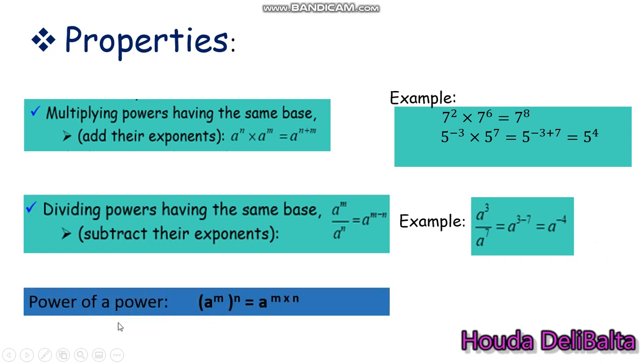Power of a power. As you see here, you have A power m, all of it raised to power n. So it will be A power m times n. So we multiply the powers. Example, A power 11, all raised to power minus 2, is raised to power 22. So it is A power minus 22.